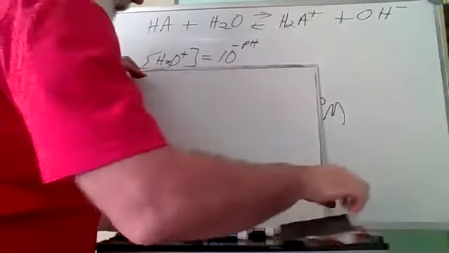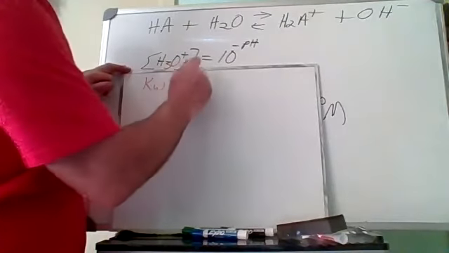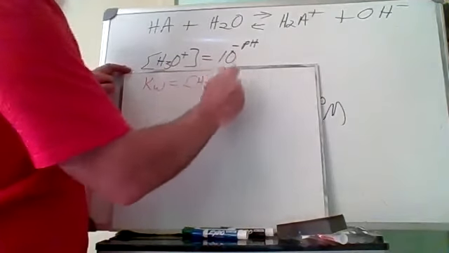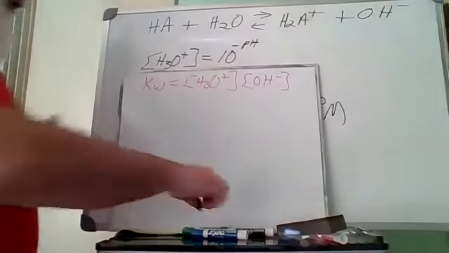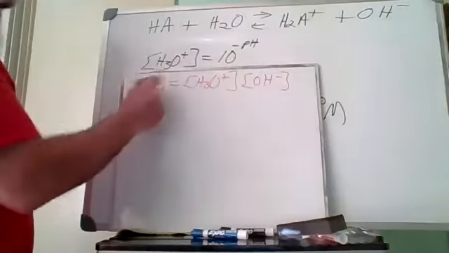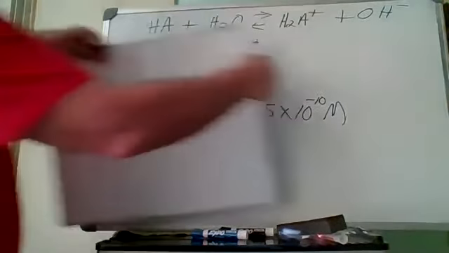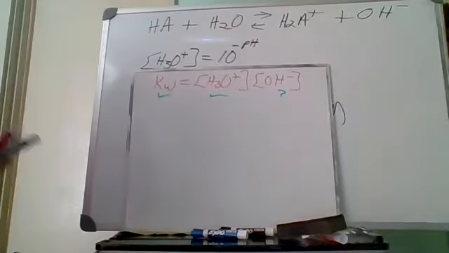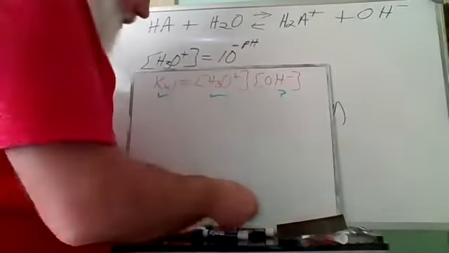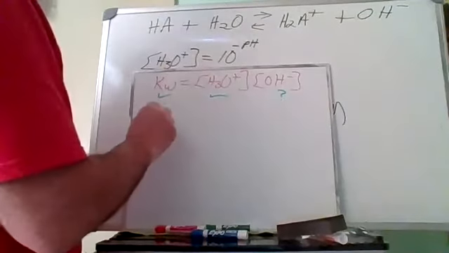All right, so let's take a look. Kw equals hydronium ion concentration times hydroxide ion concentration. Right now, what do I know here? I know that that's 10 to the negative 14th. I know that because we just calculated it. And I don't know that. Okay? Again, it's always wise to check off what you know and what you don't know. So let's rearrange this and solve it for hydroxide ion concentration.